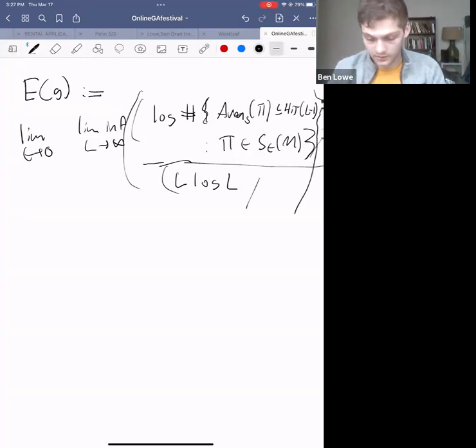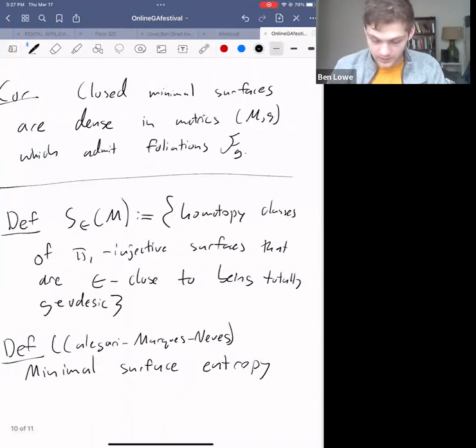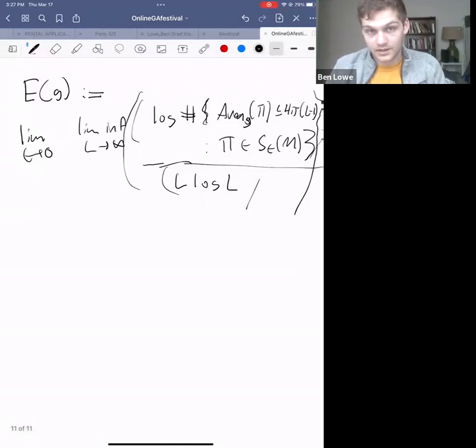Basically, what we're doing here is, what the area of an element of S epsilon of M is, we just take the infimum of the area over all surfaces that are in that homotopy class, which we can realize by a minimal surface by work of Schoen-Yau and Sacks-Uhlenbeck. So we're just counting area-minimizing minimal surfaces with area smaller than some number that are kind of close to being totally geodesic. And that's going to grow exponentially by work that Markovic did. That's how we know this is growing exponentially.